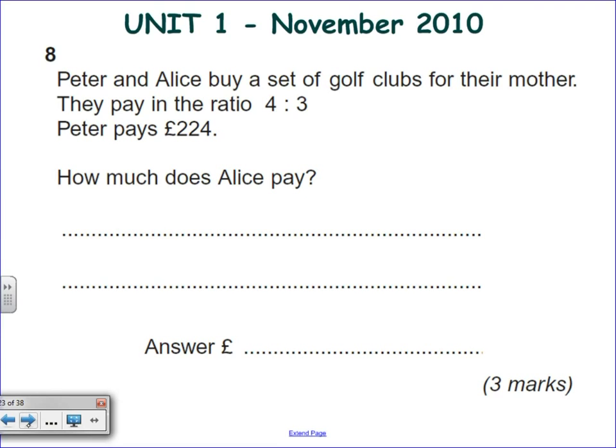So, Peter and Alice are going to buy a set of golf clubs for their mum. Lucky mother. Okay? They pay in the ratio 4 to 3. Peter pays £224. How much does Alice pay? So it's still a ratio question. The only complicated thing in there might be the maths, the numbers that are involved.